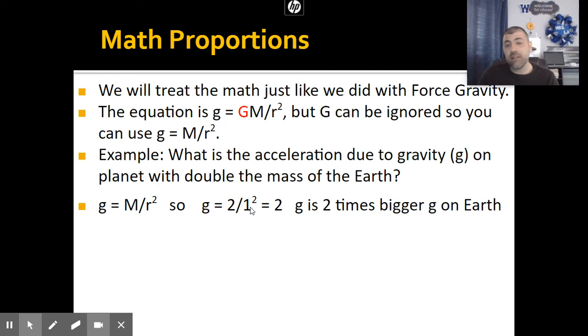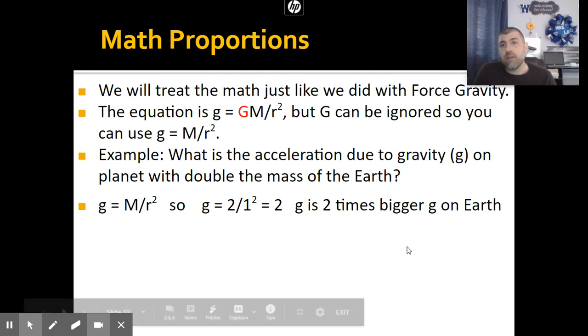Again, guys, just type stuff into the calculator if you don't want to get it wrong. Just get a calculator in front of you and type it in. All right, and in this case, since that equals 2, I would say that g would be 2 times bigger than g on the Earth.